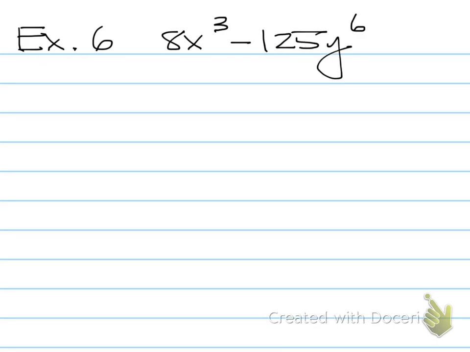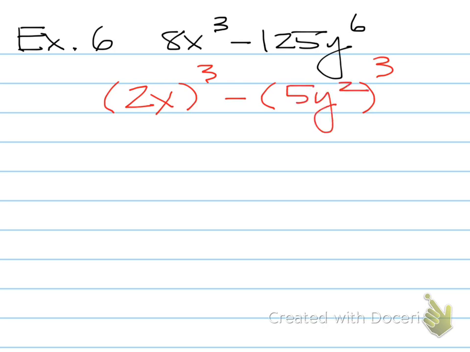Next, we've got this difference of 2 cubes. So if we go ahead and set it up this way, what we'd have to cube to get 8 is 2, and then x cubed is x. We would have to cube 5 to get 125, and then we would have to cube y squared to get y to the 6. So now we have the bases of both cubes. We can factor the polynomial.